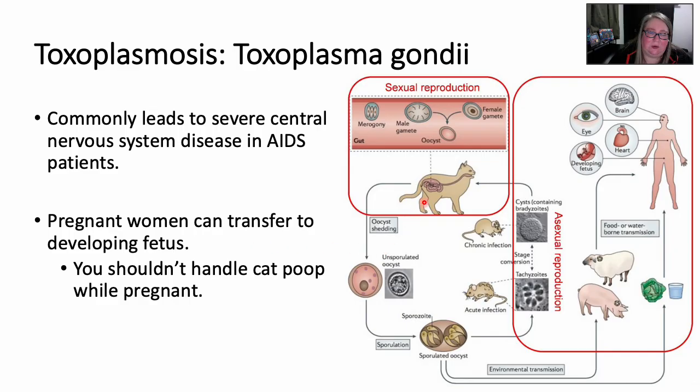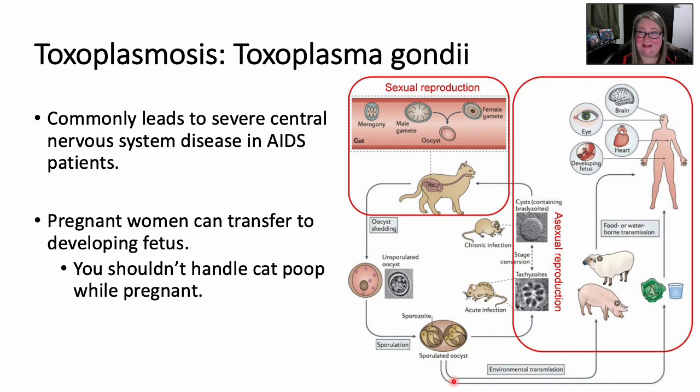So once the cat sheds the oocyte, it's going to contaminate the environment. It can be uptaken by mice. It can be picked up by pigs and sheep. It can actually enter the tissues of pigs and sheep, which then can enter humans when we eat them. Mice can pick it up from the environment, which is then going to keep it in the cat population as they kill and eat the mice.